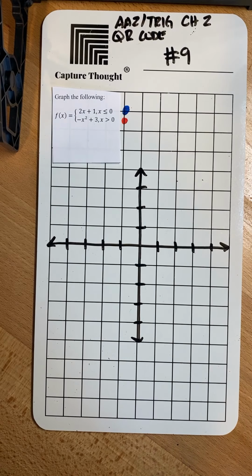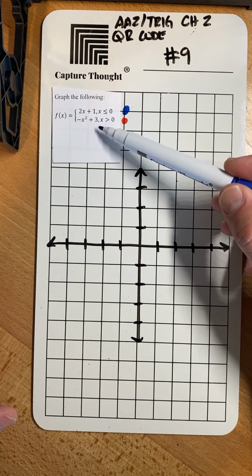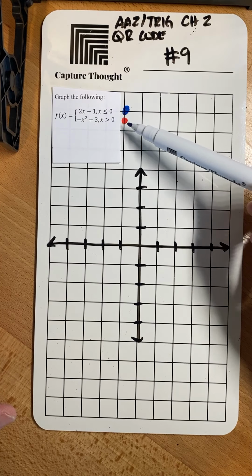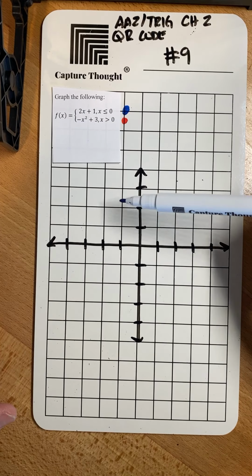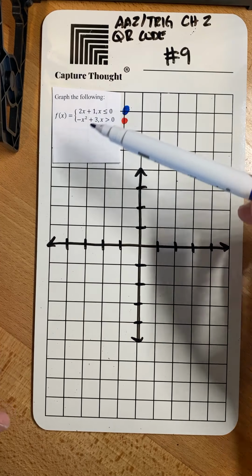So number 9 on the QR code review is asking us to graph a piecewise defined function. So there are my two pieces of the function f of x. I'm going to do the top one in blue for you and the bottom one in red for you so you can see it. Really, all we want to do is graph this portion of the line for the given x values.